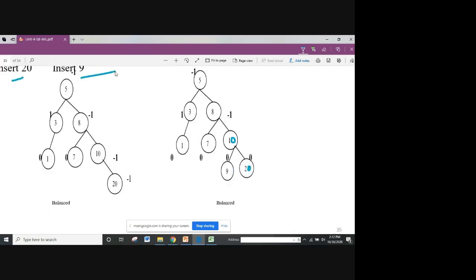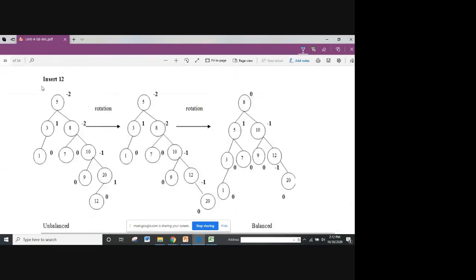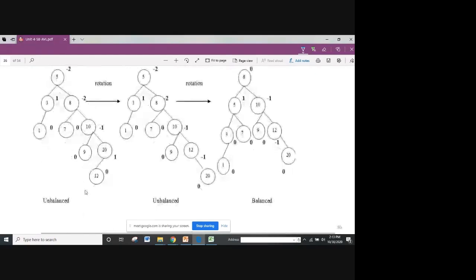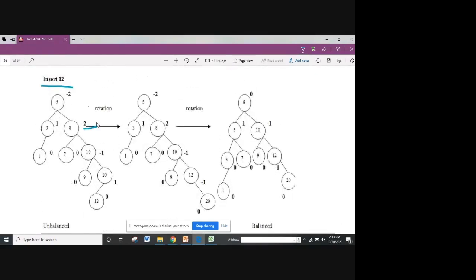Now I'm going to insert 9. When I insert 9 also, all are balanced. Now I'm inserting 12 in the same previous diagram. Now when I insert 12, it is unbalanced. I could see -2 here and here. So what I will do is start from the below side itself. Don't go from the top side. Try to see where I can rotate. Since I have inserted to the left side, I will do right rotation.